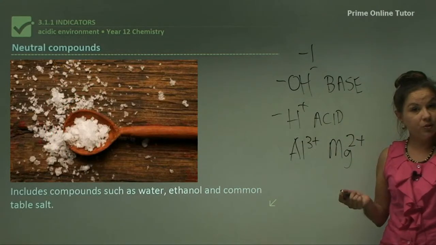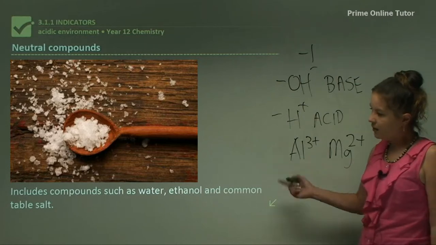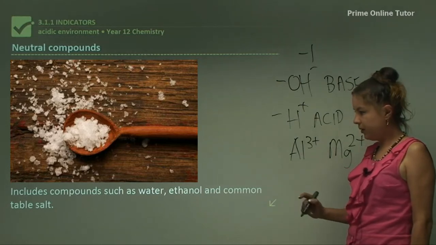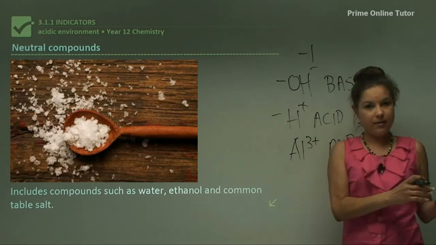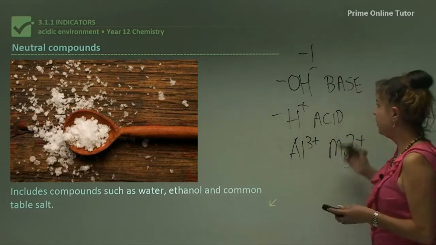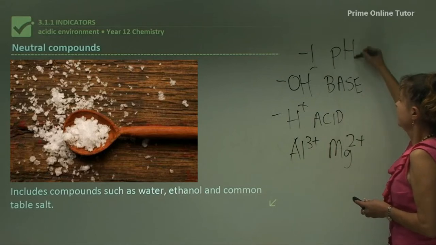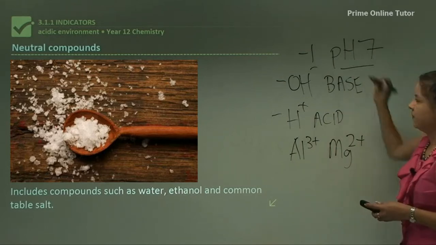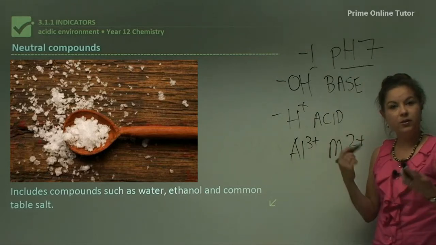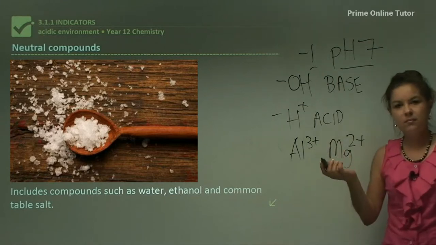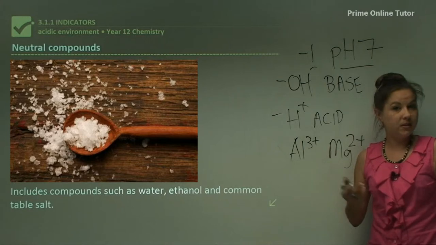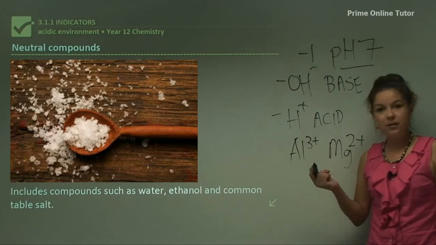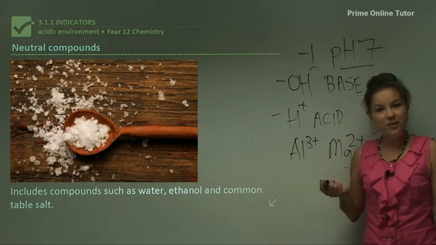Finally, looking at neutral compounds, this includes water, ethanol, and common table salt. So you've got acids, bases, and in the middle at pH 7 are neutral compounds. And always think water, neutral. So that's looking at a few common acids, bases, and neutral compounds. So now I'll discuss a few questions.